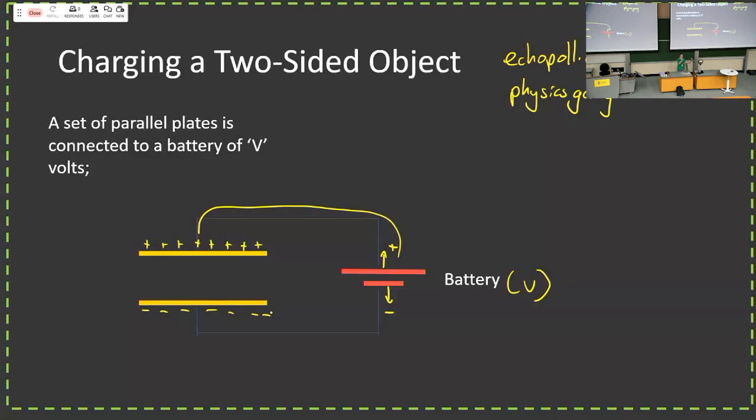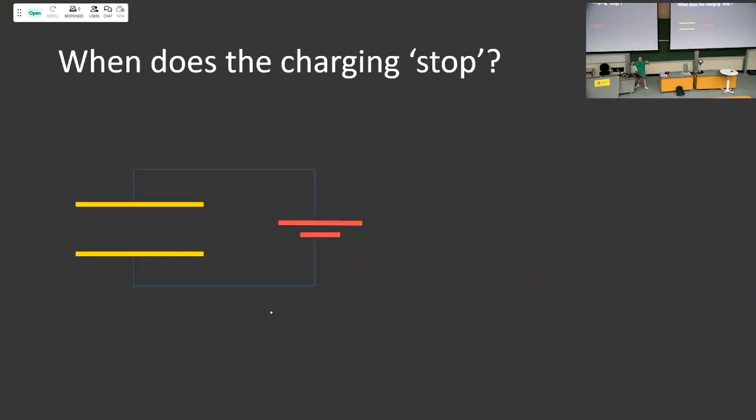And I want to ask you a question. It's charging because of the battery, and we've got all this positive charge on one side and all this negative charge on the other side. When does it stop? When is it done charging? That is the question. When do we stop having positive charges go this way and stop having negative charges go this way? When does it stop?